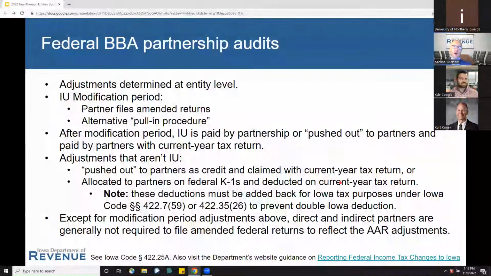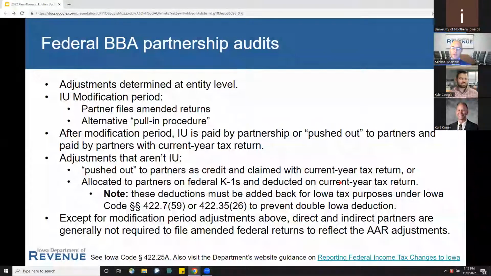If the audit adjustments do not result in an imputed underpayment, those adjustments are either pushed out to the partners and they get essentially a non-refundable credit on their current year return, or they might be allocated by the partnership on the current year K-1s to those partners, which would entitle those partners to an additional deduction on their tax returns.